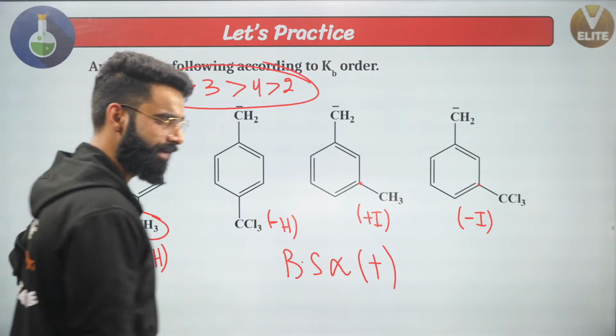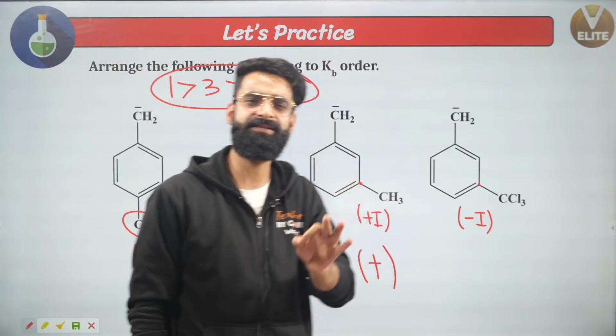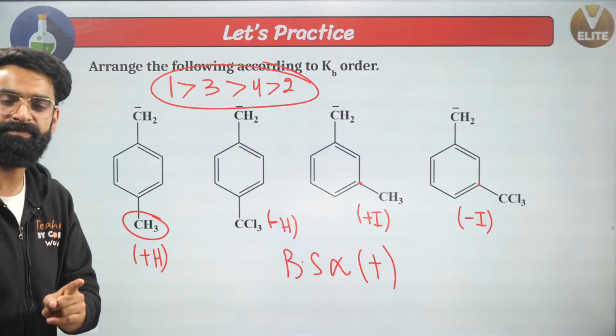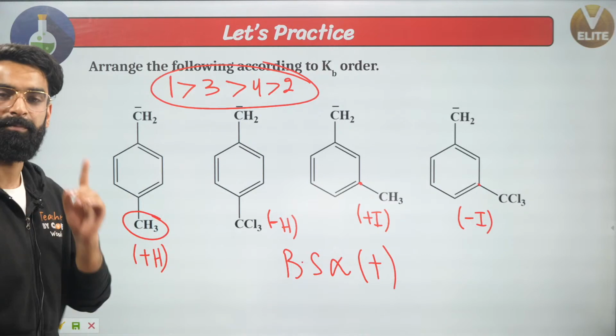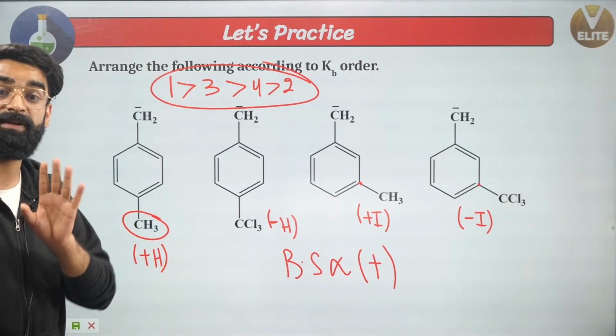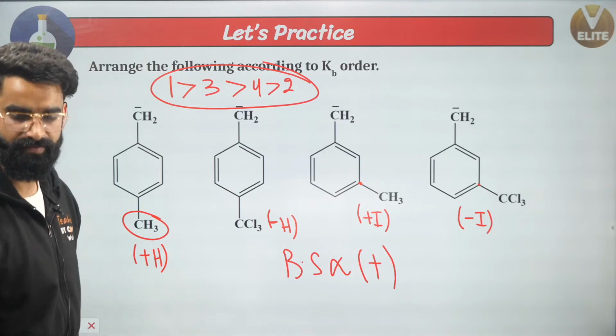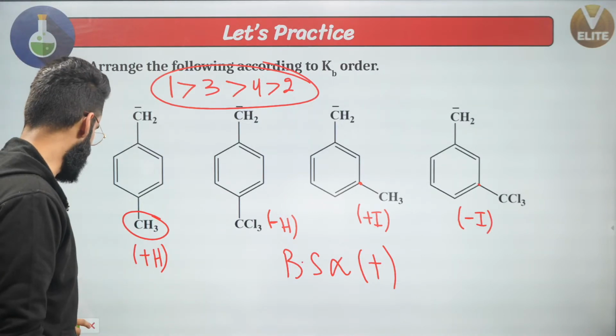Simple, guys. Whenever you need to compare the acidic strength, remember, acidic strength is directly proportional to minus power. More the minus power, more the acidic strength. Basic strength is directly proportional to plus power. More the plus power, more the basic strength. Yeah? Remember it from now onwards. I hope this is clear to everyone.